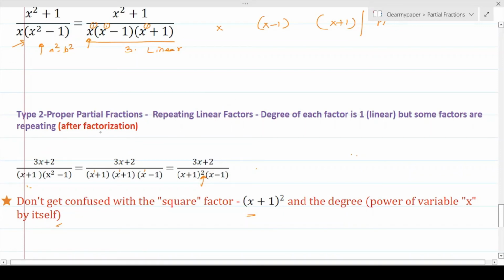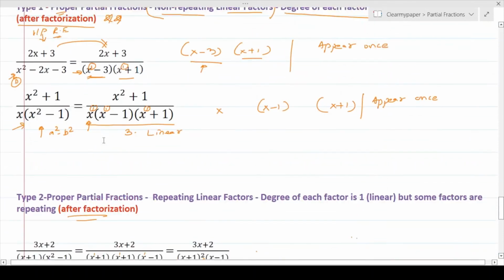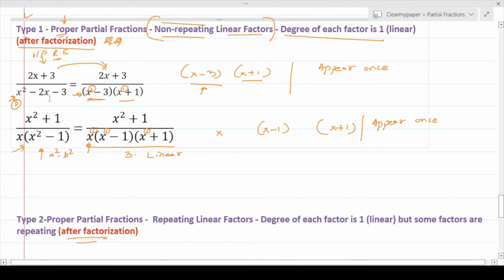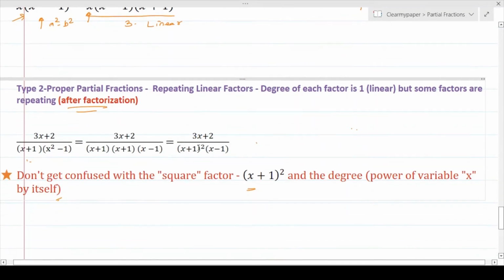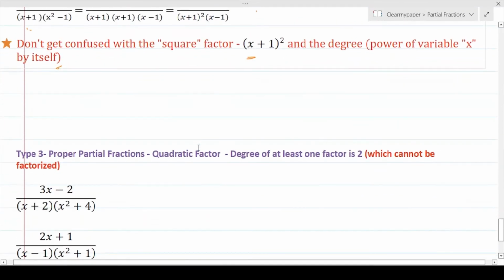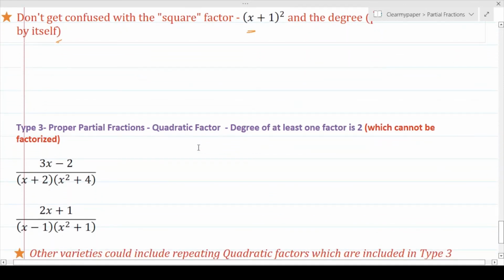And again, first you have to always check whether you can factorize in both the types. If factorization is possible, break it down to the simplest, spread it out completely, and then decide whether it is an example of a non-repeating or a repeating linear factor. That's type 2. And the last type in the context of proper partial fractions is where you have a quadratic in the denominator, and that cannot be factorized. Both these expressions are quadratic in nature and cannot be factorized, which we have seen.